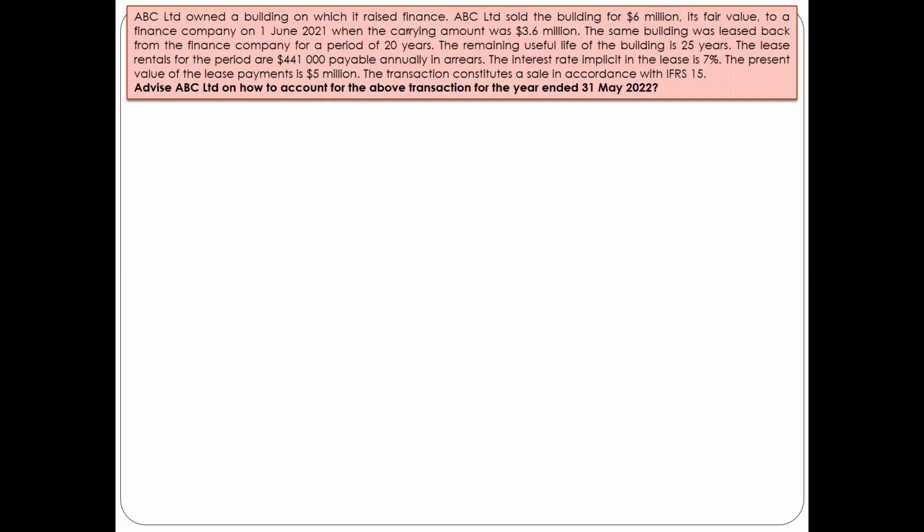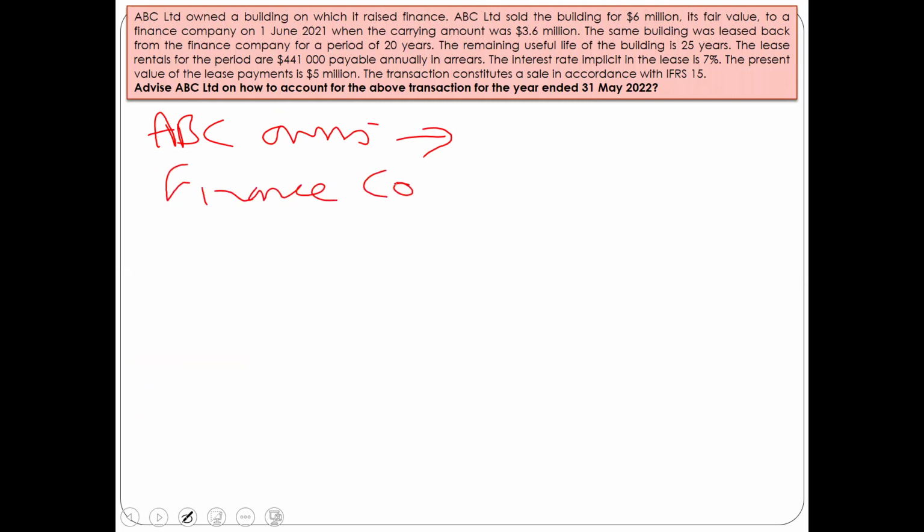Okay, so we have here ABC Limited, who owns a building, right? Then ABC Limited approached a finance company, right? So this finance company did not own the building before. So we wanted to raise finance. We are ABC Limited. We want to raise money, but we don't have any other means besides selling the building that we are occupying, right?